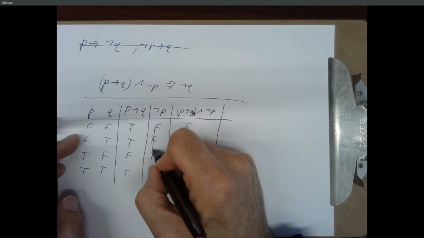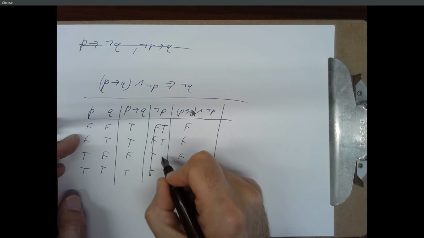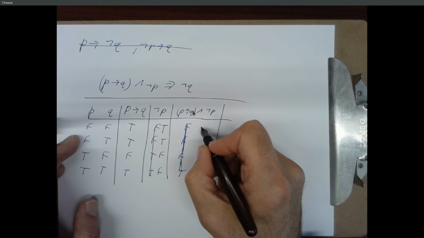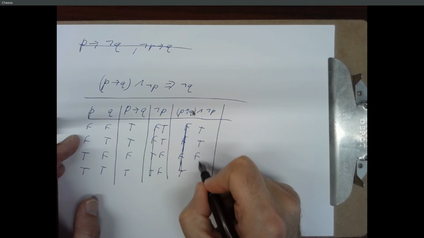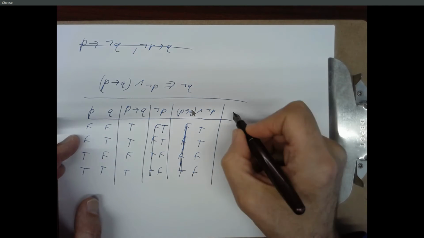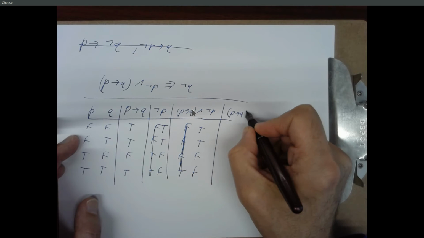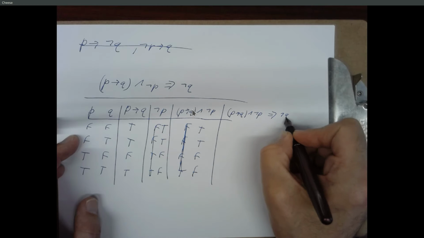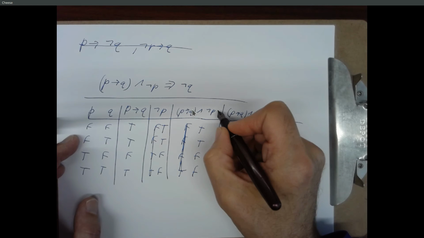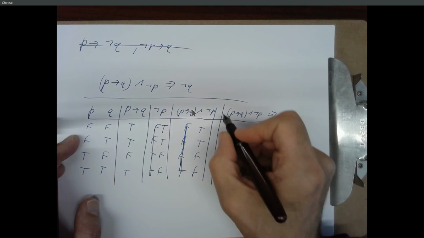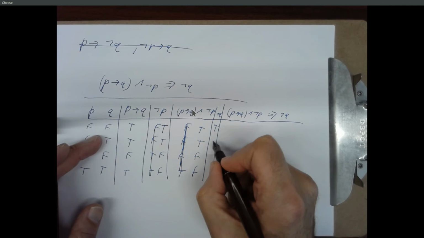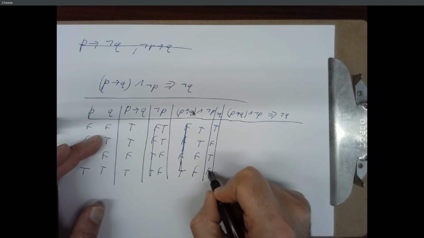Should we choose from both sides? Alright, so the end of those is true, true, false, false. And then P implies Q and not P. I need one more column, which is not Q, which is true, false, true, false.